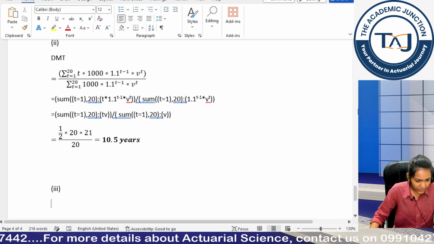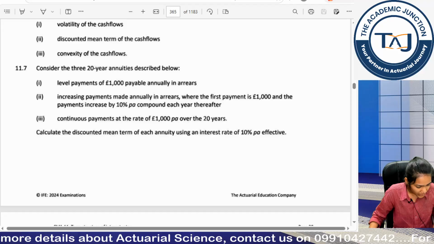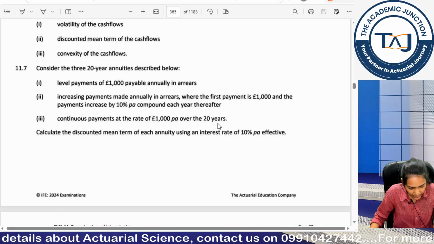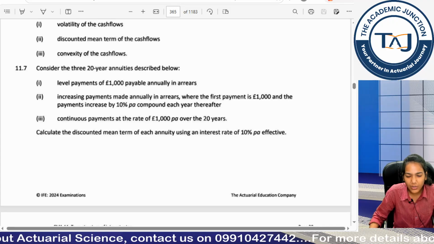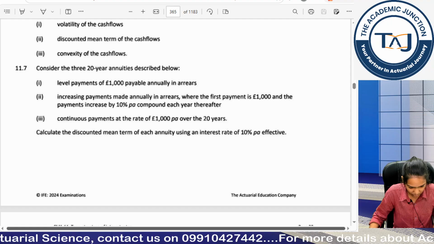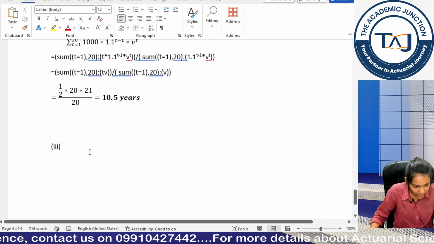Okay. So third part we have integration. Let's see what's the question. So we have continuous payment at the rate of 1000 per year for 20 years. So yes, let's simply do. So basically we would have integration only, right? There is no particular difference, but still let's do it.